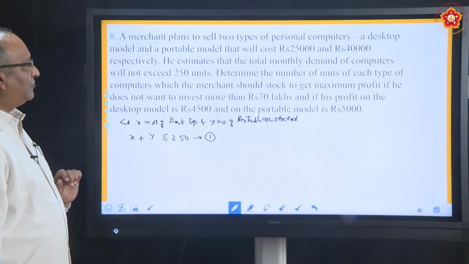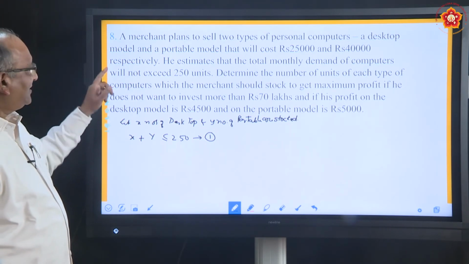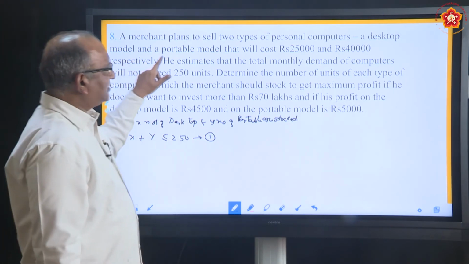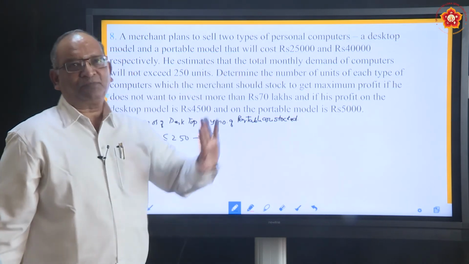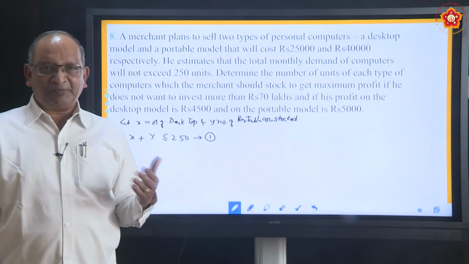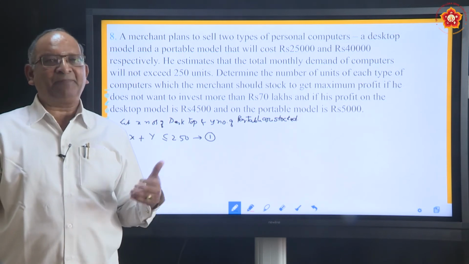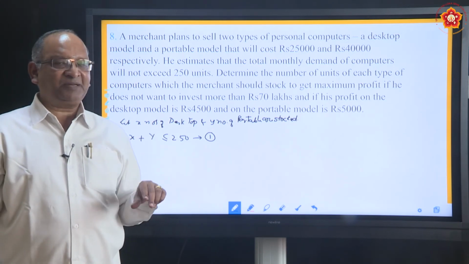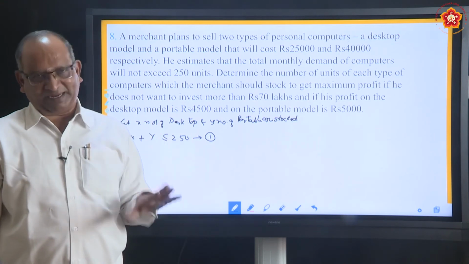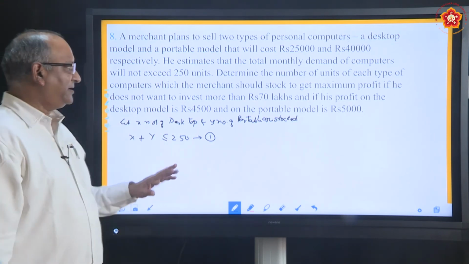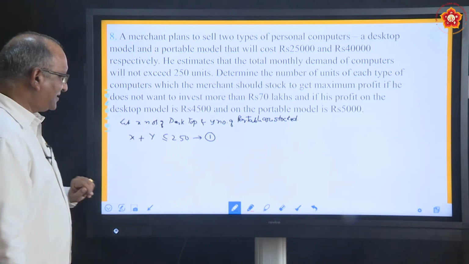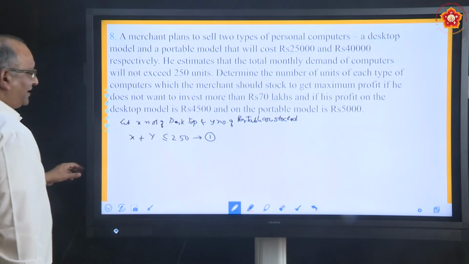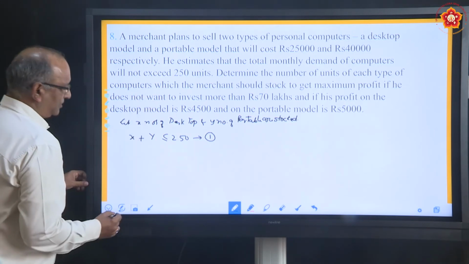Next, what is the cost? 25,000 rupees for desktop, 40,000 rupees for portable, meaning laptops. So how many has he purchased? He has purchased X and Y. And what is his investment? He says he cannot invest more than 70 lakhs. So what is the second one we are getting?